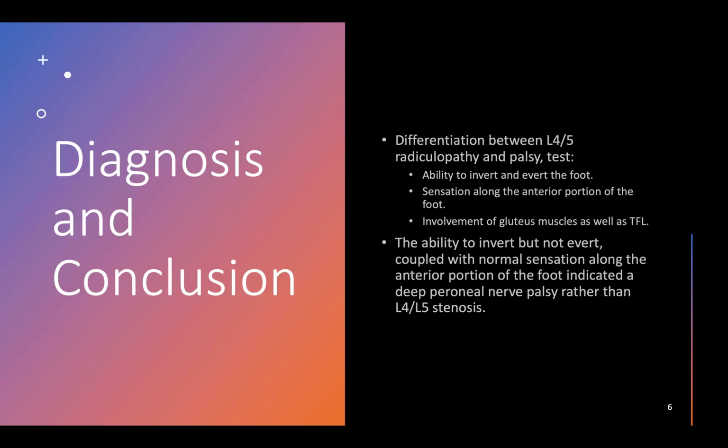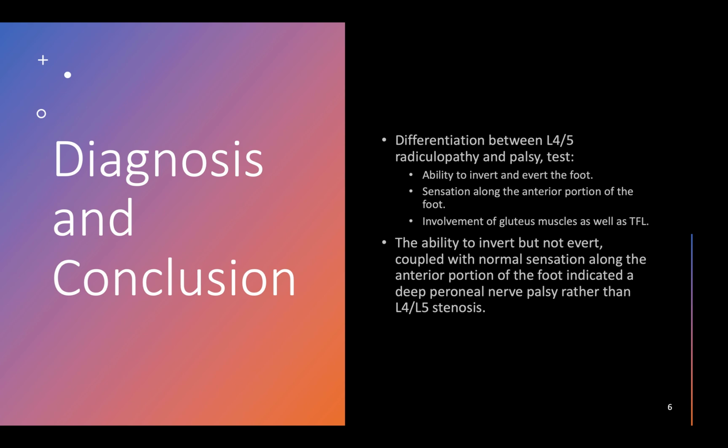When it comes to differentiating between L4-5 radiculopathy and peroneal nerve palsy, a couple of things can be tested. One is the ability to invert and evert the foot, as discussed above. Two is the sensation along the anterior portion of the foot, as well as the involvement of the gluteus muscles and the tensor fascia lata.